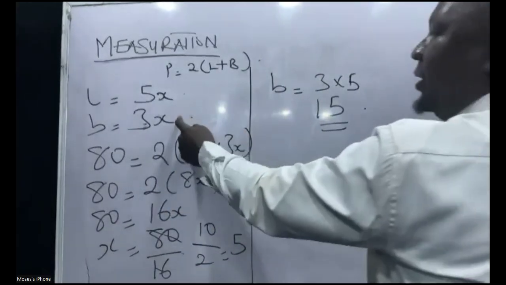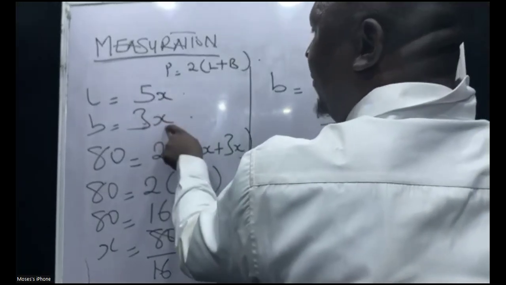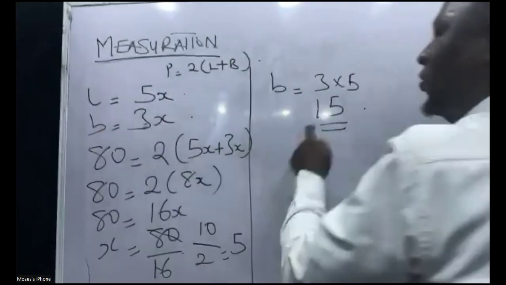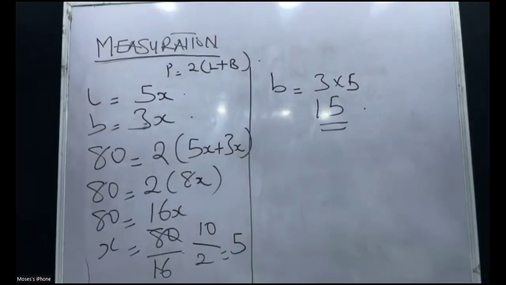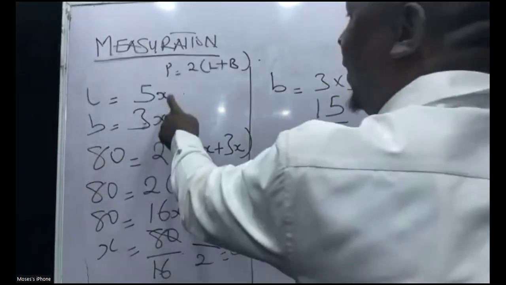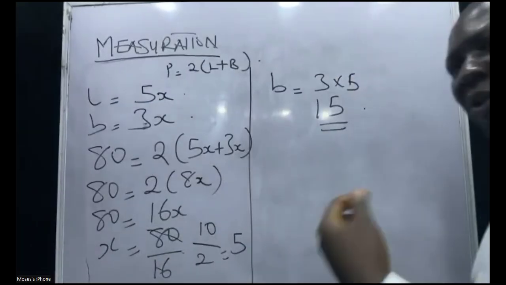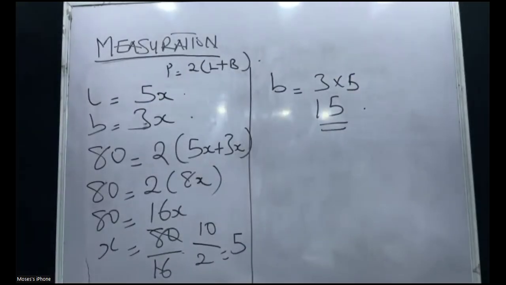Getting 5, you've got your x. Your x is now 5. 5 times 3 is what? 15. That is your breadth, which is your width. Breadth is the same thing as width. If they ask for your length, it's 5 times 5, which is 25. All right. Let's go to the next question.